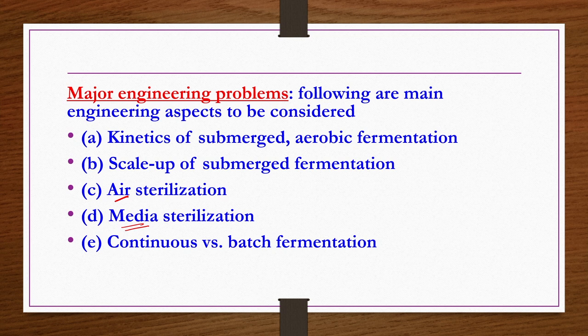Then, continuous versus batch fermentation, which one should you go for in general? In general, fermentation is a slow process, so batch fermentation is preferred. However, there may be a few processes which are rapid, so under such conditions you can go for continuous fermentation. But majority wise, batch fermentation is preferable because of the slow fermentation rates.